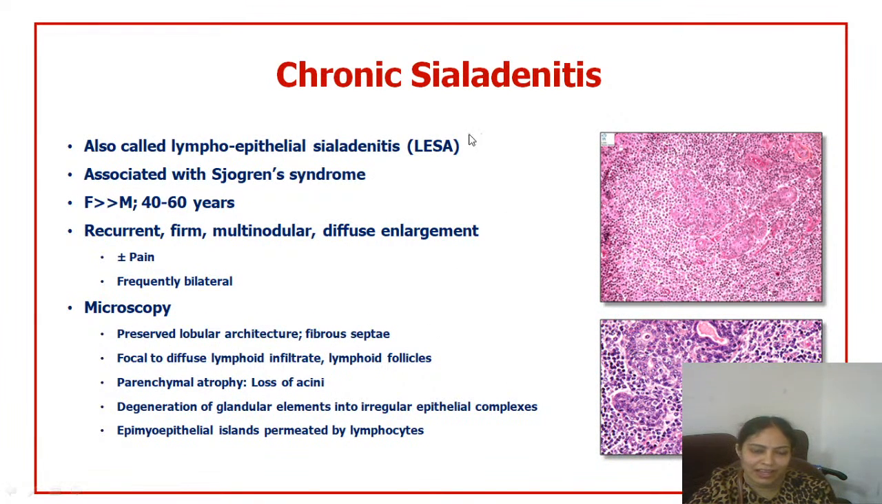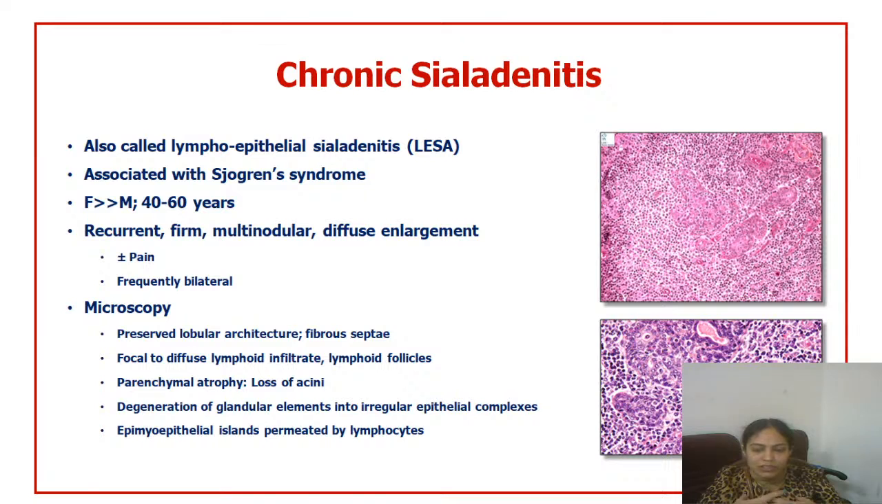So chronic sialadenitis is also called lymphoepithelial sialadenitis, and it is seen in association with Sjogren's syndrome. It's more common in adult females than in males, and it presents as recurrent firm multinodular diffuse enlargement of the salivary glands, which is frequently bilateral. On microscopy, the lobular architecture of the salivary gland is maintained, and this is very important.